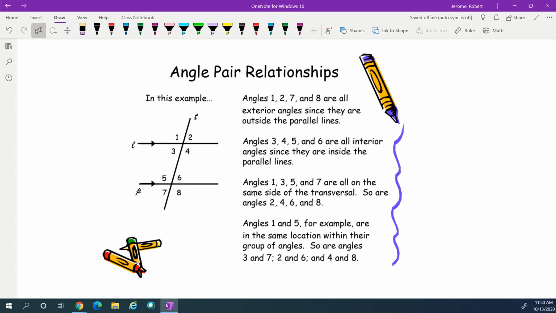So we have very distinct relationships. We have angles that are between the parallel lines, and we have angles that are outside the parallel lines. So if I identify my parallel lines, think about it. Angles 1, 2, 7, and 8 are on the outside. Angles 3, 4, 5, and 6 are on the inside. So we have things like exterior and interior.